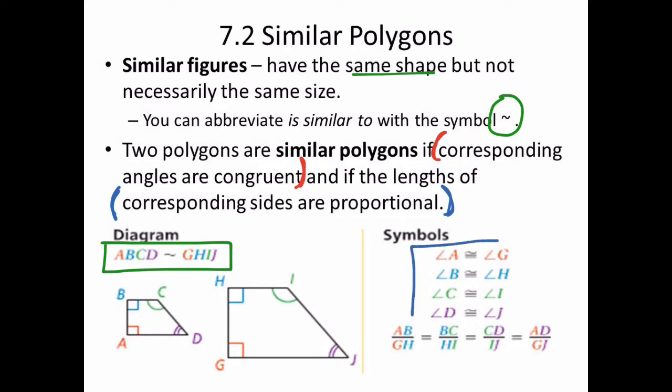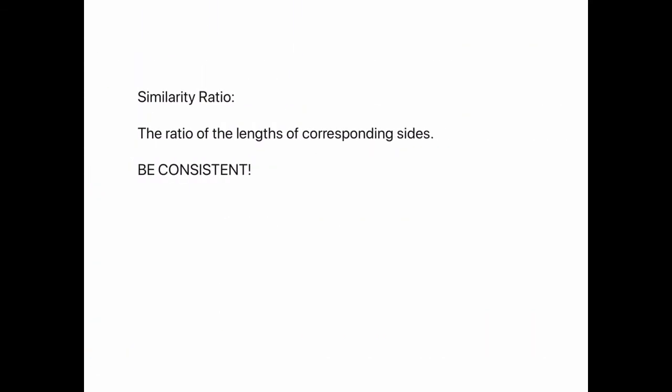Notice all of the corresponding angles are congruent to one another, and then all of the corresponding sides are proportional to each other. And those corresponding sides being proportional is what forms a similarity ratio. So that's the ratio of the lengths of the corresponding sides. And the important thing when you're doing these ratios is to be consistent. And I'll show you how that works in just a moment.